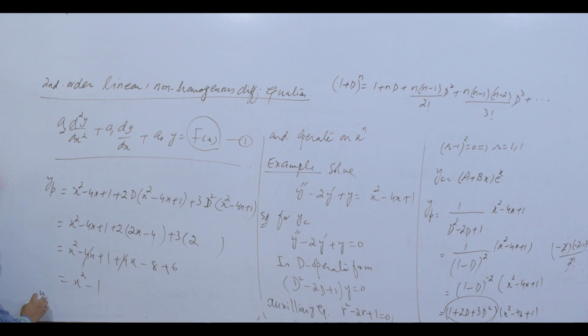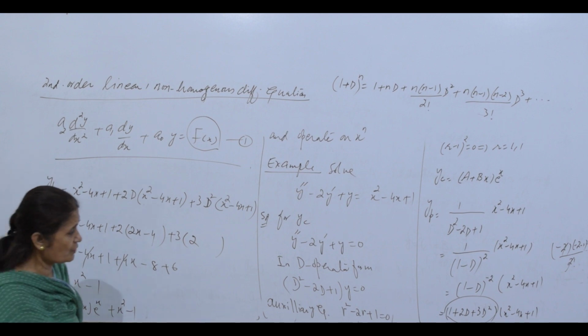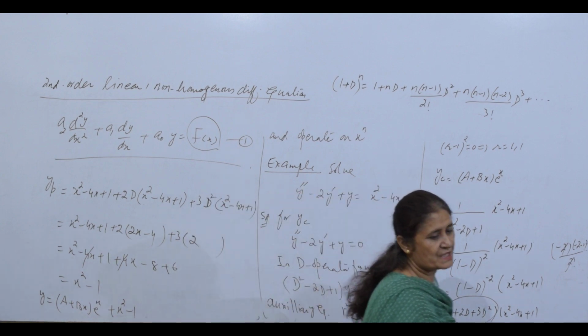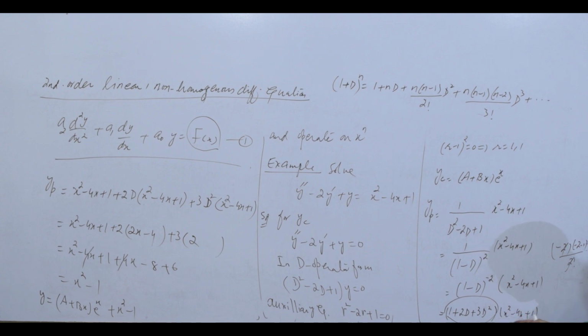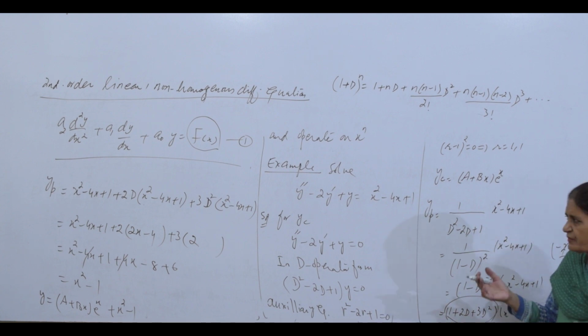The general solution will be a plus bx times e to the x, and yp. This is yp, which is x square minus 1. This is your yp calculated. So this is the way you are calculating, applying, expanding using binomial, and you can have one term more, but that vanishes because after taking the second derivative it is 2, and if you are applying the third derivative, 2 is constant, third derivative is 0. So you can have this.